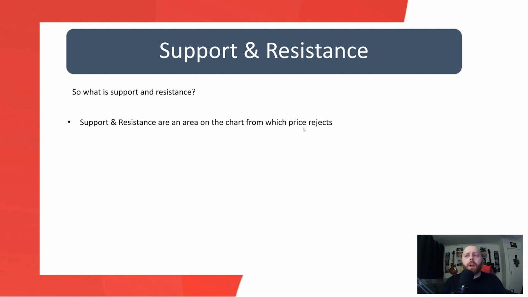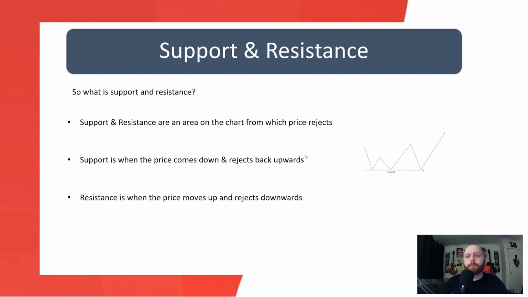Support and resistance are an area on the chart from which price rejects. Support is when the price comes down and then rejects back upwards. For an example here, price has come down, it's found support. How do we know it's found support? Because the price is rejected back upwards. And again, it's rejected back upwards, and again. So we know this area is an area of support for that price. Whenever the price seems to come to this area, it seems to find support and then move upwards.